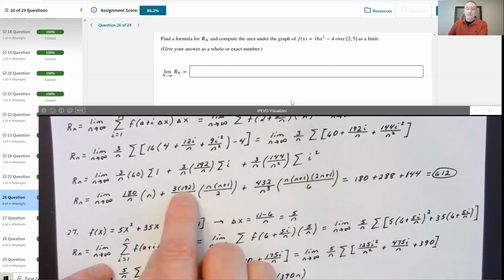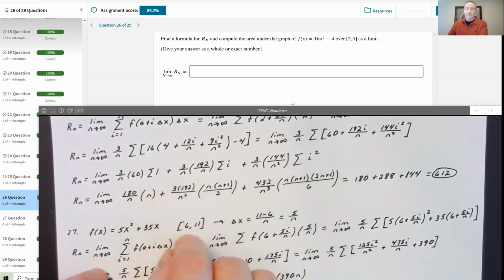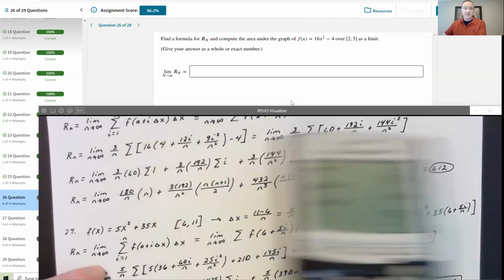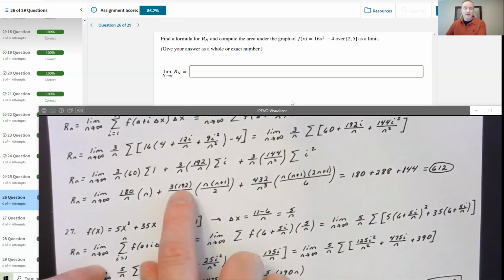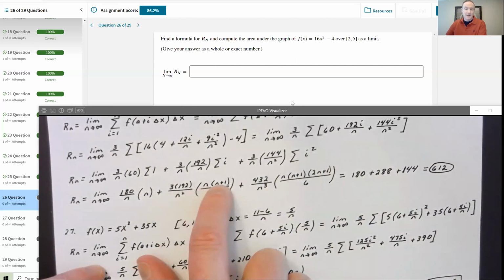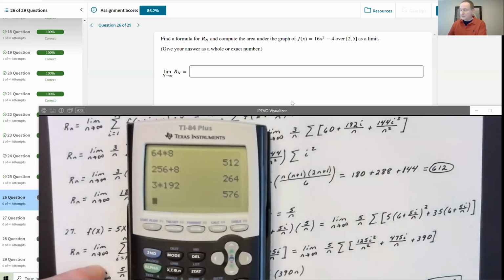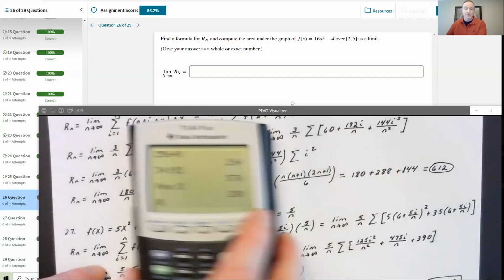My second term, I said 3 times 192. Let's see, 3 times 192. That gave me the 576. But then I said, okay, I'm going to have 576 n to the second. No other term matters. All divided by 2n to the second. Well, that's just going to be 576 n to the second divided by 2n to the second. That's where the 288 came from there.